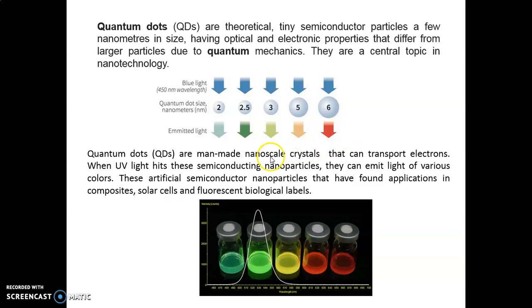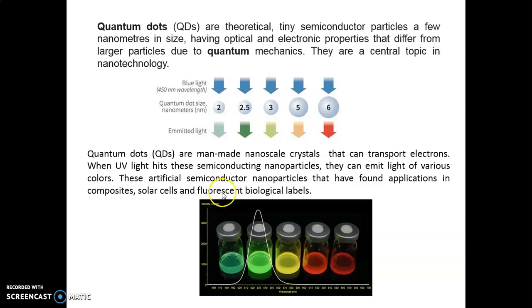So based on the application, whatever the application, we can choose the size accordingly. Quantum dots are man-made nanoscale crystals that can transport electrons. Very important point: man-made nanocrystals. When you apply UV light, this semiconductor nanoparticle emits light of various colors, as you can see from the above application.